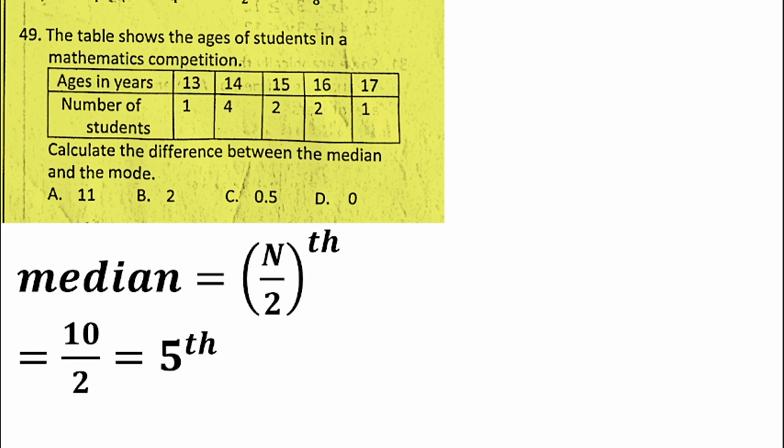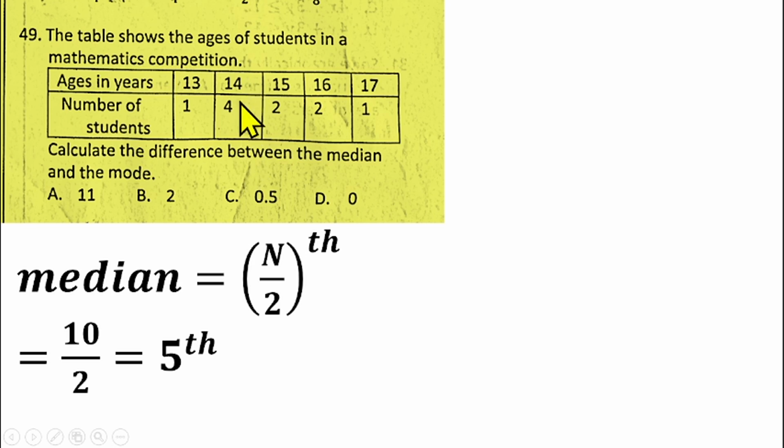So that will give us 1 plus 4 gives us 5. So the median is 14. Then the mode will be the number with the highest frequency. The highest frequency is 4, so that will be 14 also as the mode.